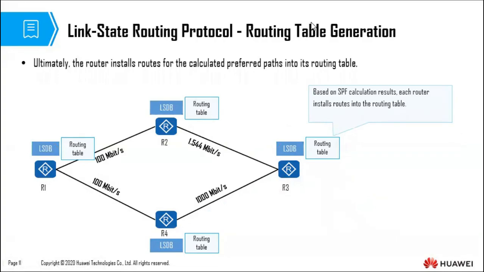Okay, so after calculating SPF, then what happens? It generates the routing table. So the router installed routes for the calculated preferred paths into the routing table. So based on SPF calculation results, each router installs routes into the routing table. So those will now be used as the optimal paths to the destination.